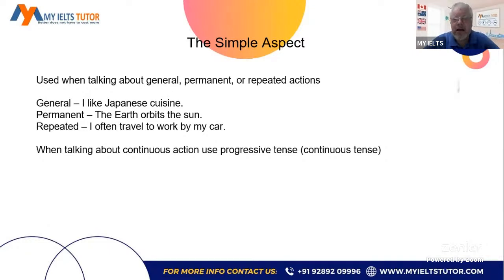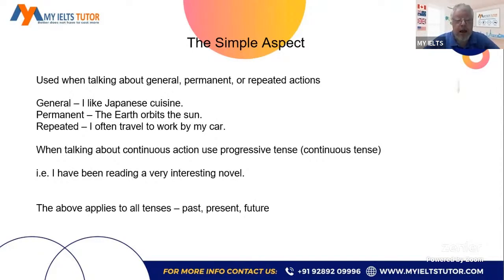This is also called continuous tense. So basically, this is, for example, I have been reading a very interesting novel. And this is present continuous, okay? I have been reading an interesting novel. I have been doing a live session since 5 o'clock. And then this rule here, when talking about continuous action, use the progressive tense. It applies to all the tenses, past, present, or future.